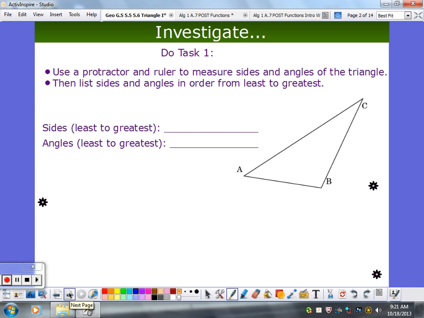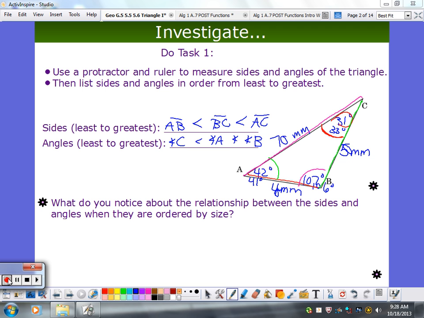We can do this. I'm going to give you a paper, and I've got some protractors. You're going to measure sides and do it in millimeters, and you're going to measure angles then. Can we notice anything about our smallest to biggest sides and our smallest to biggest angles? Is there anything we can see? Yeah? The bigger side has a small angle.